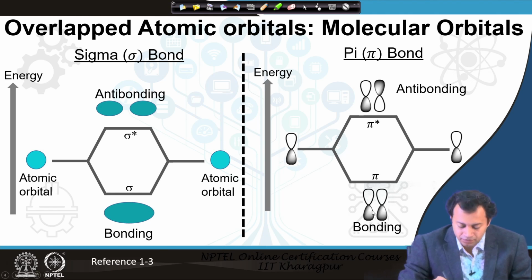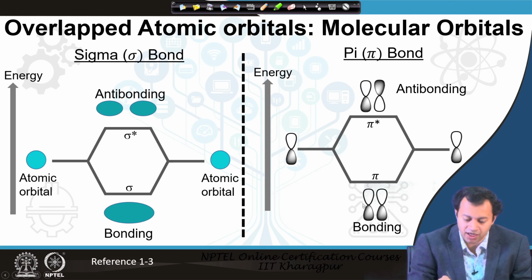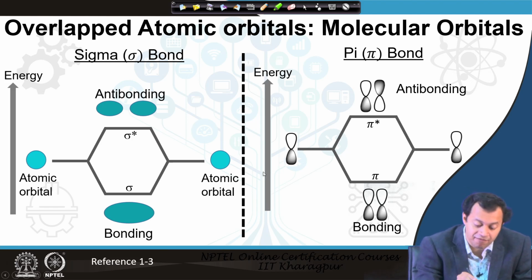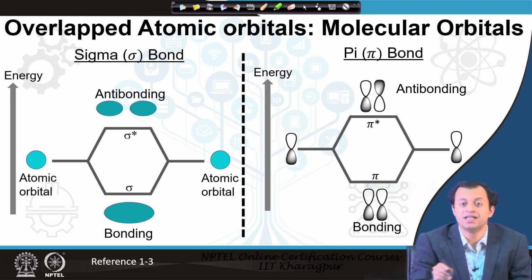Also remember, bonding means lowering of energy, right? This is the energy scale. Bonding means lower energy, anti-bonding means higher energy. So, if you have a molecule which is at this stage where bonding has happened and you want to break the bond, you have to supply enough energy so that the bonding goes to the anti-bonding level. Anti-bonding is where no bonding takes place. Anti-bonding is where the bond dissociates.